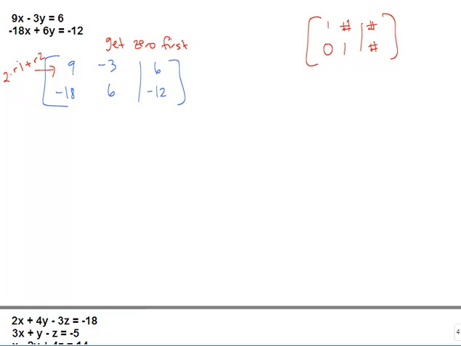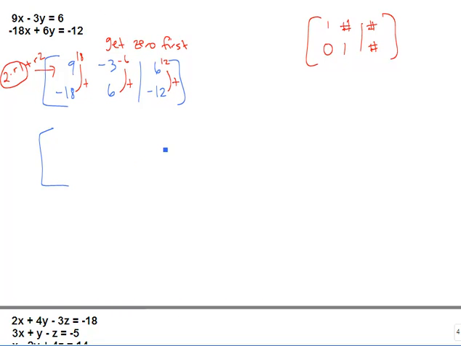So in other words, we're going to take 2 times this entire row. Let's figure out what that becomes. 2 times 9 is 18. 2 times negative 3 is negative 6. 2 times 6 is 12. We're going to take those little numbers and we're going to add them down.